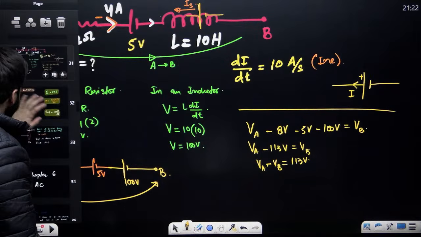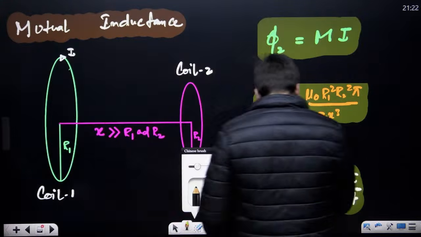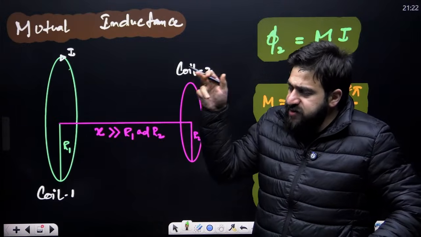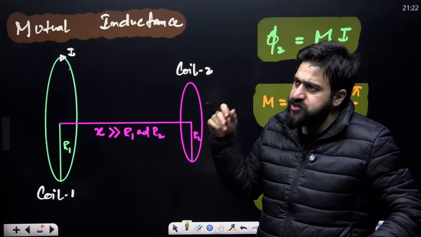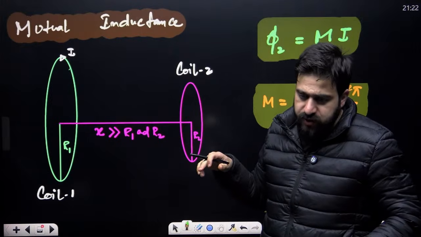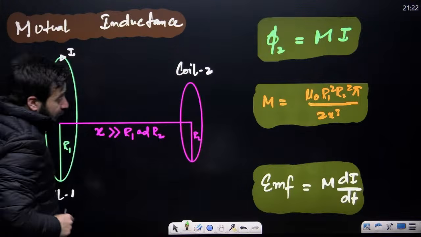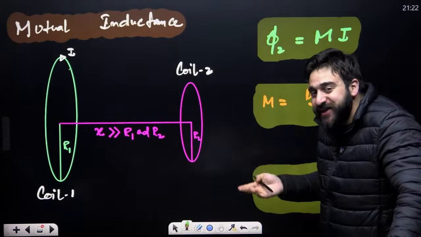Let's move on to mutual inductance or mutual induction. See, guys, in self-induction, what did I tell you? In the same coil, current flows. In the same coil, the magnetic field changes. In the same coil, flux changes. In the same coil, EMF is induced. But in mutual induction, current flows in one coil and EMF is produced in another coil. That is what we call mutual induction.